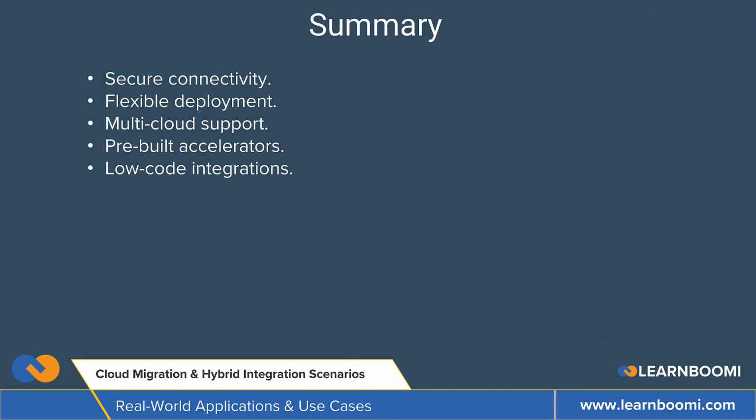So you see, cloud migration and hybrid integration are at the heart of modern digital transformation. Almost every company faces the challenge of connecting legacy systems, cloud applications, multiple platforms, and distributed environments. So Boomi simplifies this complexity by offering secure connectivity, flexible deployment, multi-cloud support, pre-built accelerators, and low-code integration. Through these capabilities, Boomi enables companies to modernize faster, reduce cost, and build a connected business landscape.